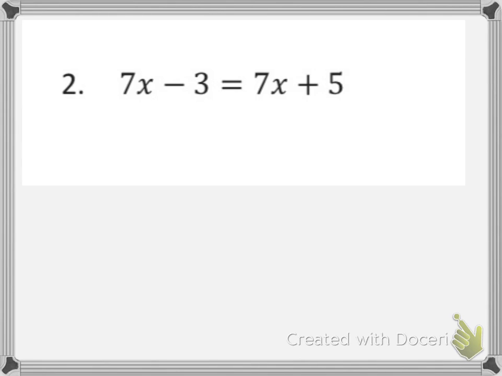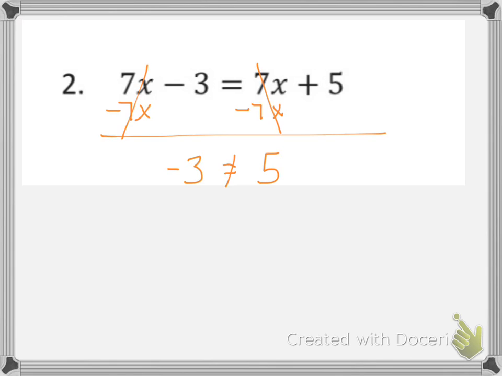Okay, so this time, do you see a problem already? I'm going to try to get all my variables on one side, but look what happens. The 7x's cancel here. I'm left with 5 equals, the 7x's cancel here, and I'm left with negative 3, and negative 3 does not equal 5. So this means that there are no solutions.